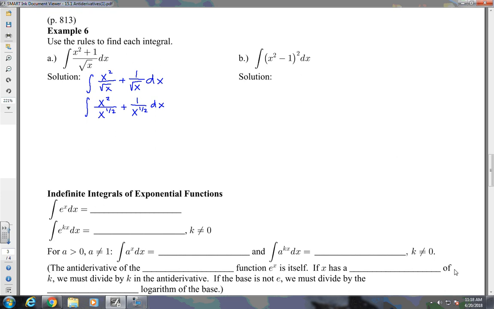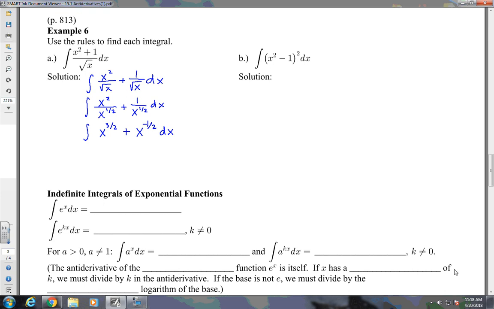Now, in that first term there, we have like bases. When we divide like bases, we subtract the exponents. So if I think exponent 2 minus exponent 1/2, that gives me 3/2, or x to the 3/2. In the second term there, we're simply going to take that x out of the denominator and put it into the numerator by giving it a negative exponent. Now we're ready to integrate term by term.